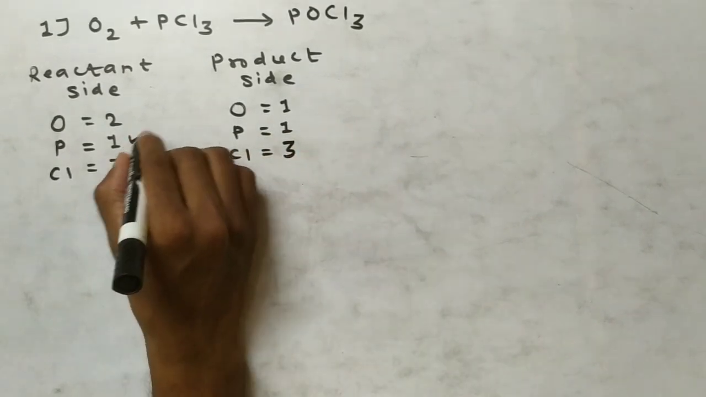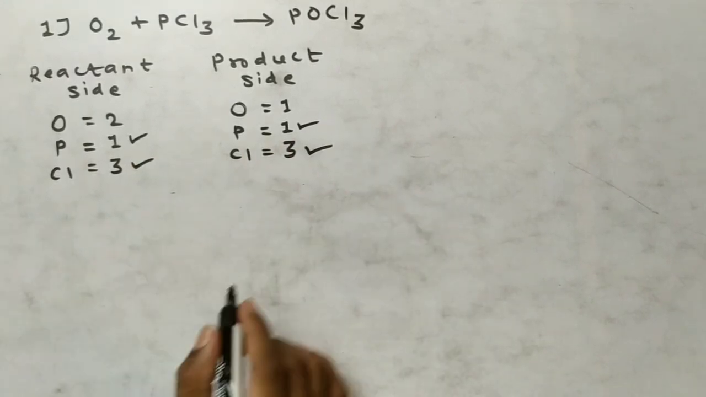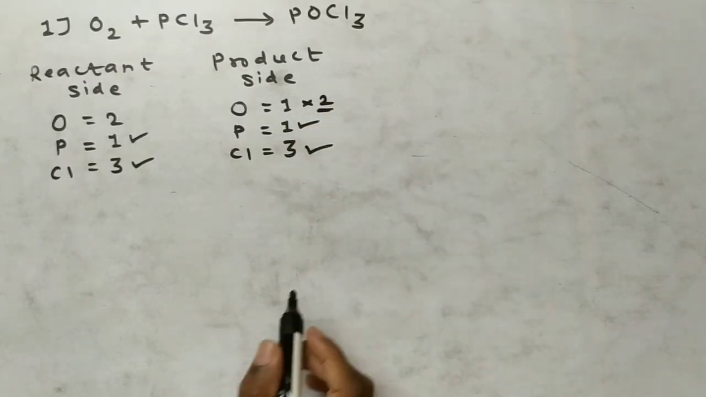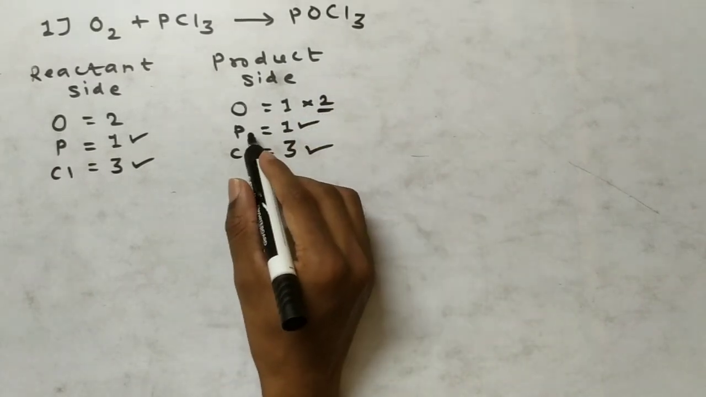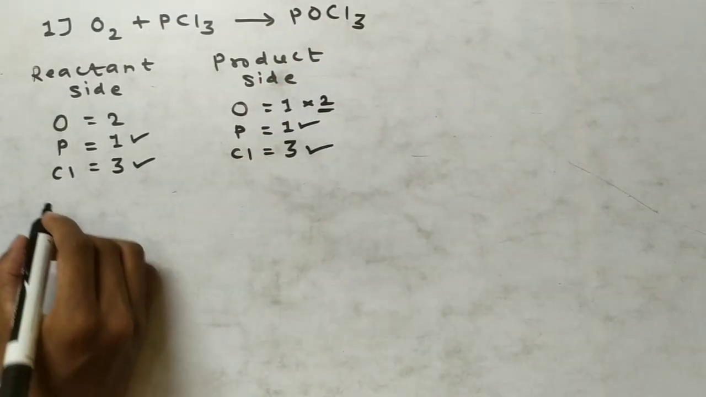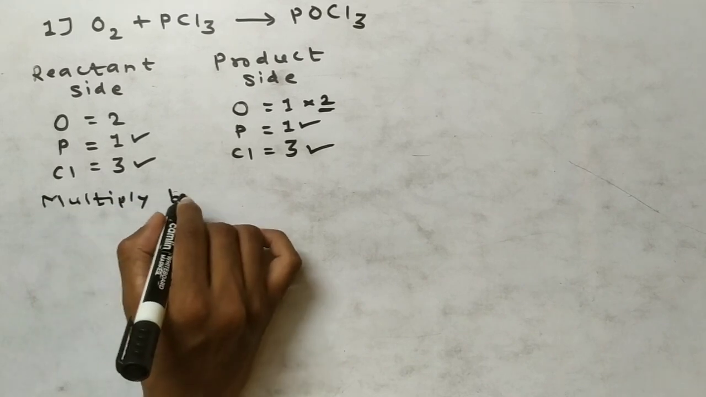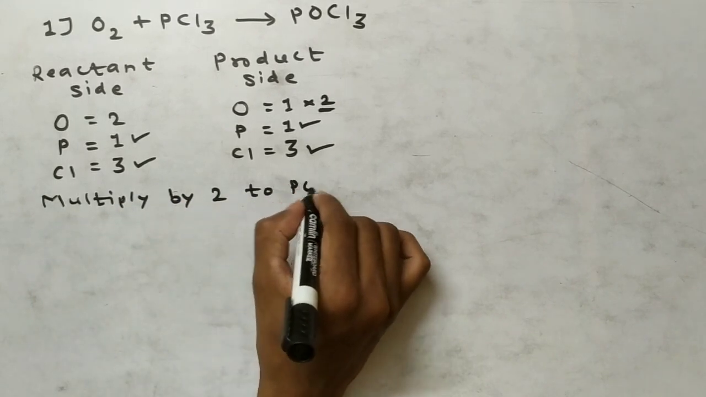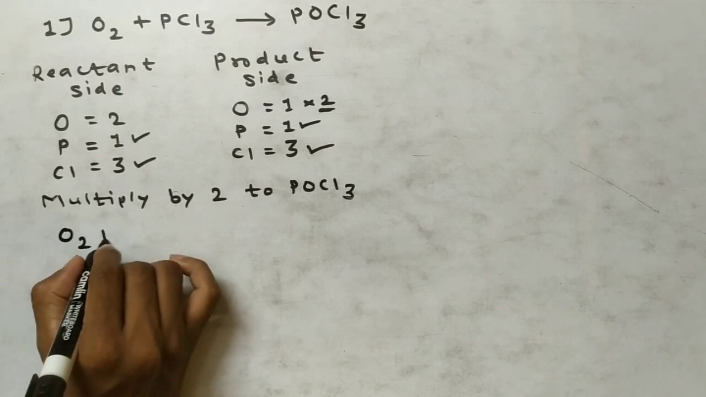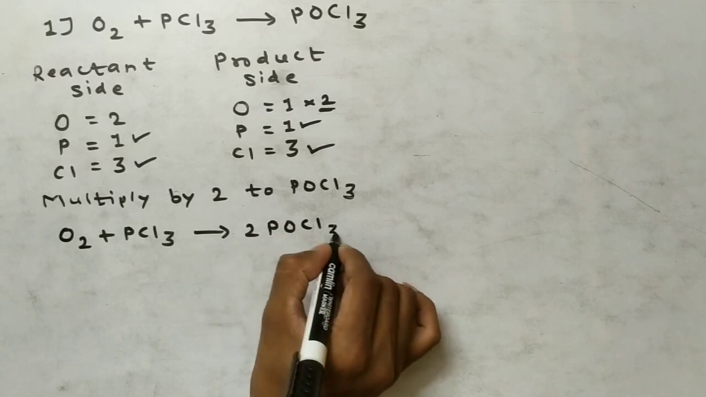Now if you look at phosphorus and chlorine, they are already balanced, and to balance the oxygen we need to multiply the oxygen atom by 2. But on the product side, the oxygen is in combination with the phosphorus and chlorine as POCl3. So we need to multiply POCl3 by 2. So what we'll get is O2 plus PCl3 that will give 2 POCl3.